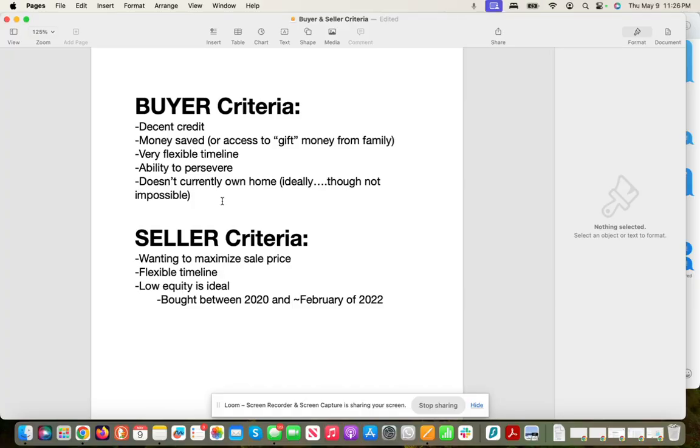So as a buyer, you need to have decent credit. It's hard to say exactly, but I'd say upper 600s is where you want to be. You need to have a little bit of money saved. This can come in the form of gift money from your family. And you need to have a very flexible timeline. These can take several months to close, 3, 4, sometimes even more. Typically not, but there's rare exceptions where it might take even more than 4 months.